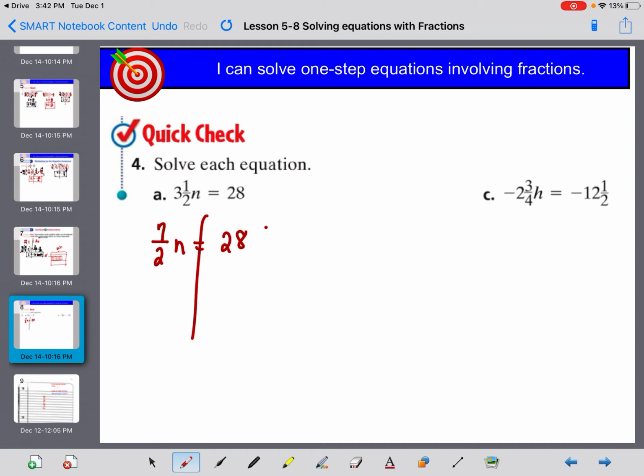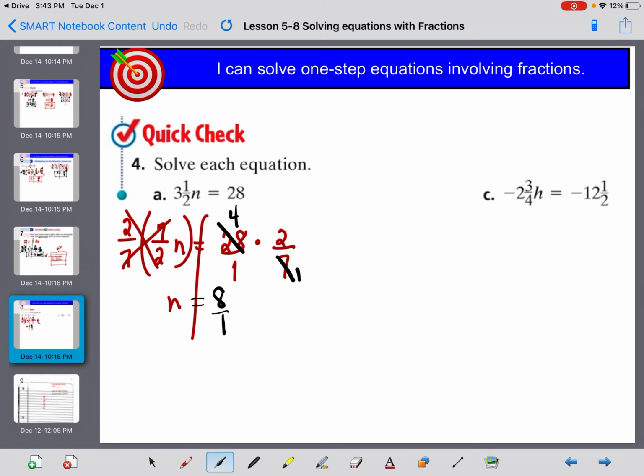All right, the first one, 7 halves times n. So I multiply by 2/7 to both sides. Keep in mind that 28 is the same as 28 over 1. Then I like to reduce before I multiply. They're both divisible by 7. n equals 8 over 1. Make sure that you don't leave it 8 over 1, we call it 8.